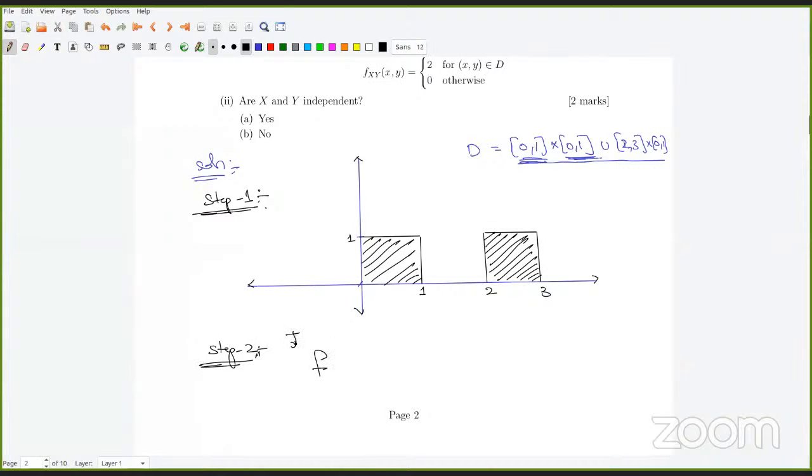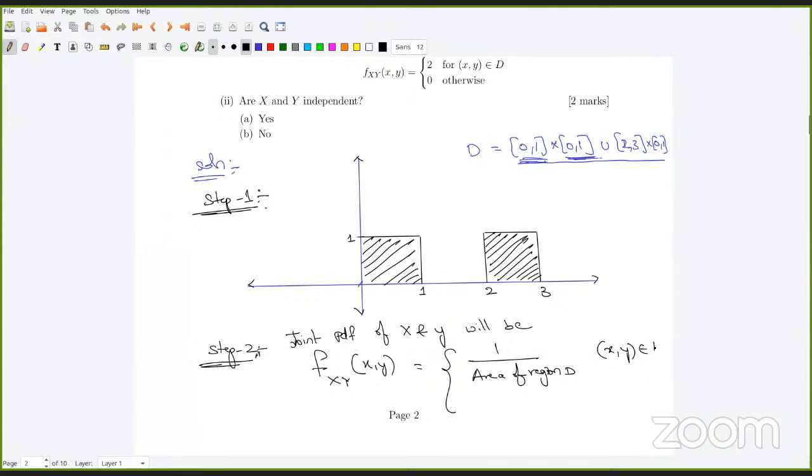So if this is step 1, then step 2 will be the joint PDF of x and y, which will be fX,Y(x, y) equals 1 by the area of region D in the interval where (x, y) belongs to this region D, and 0 otherwise. So what is the area of this region D?